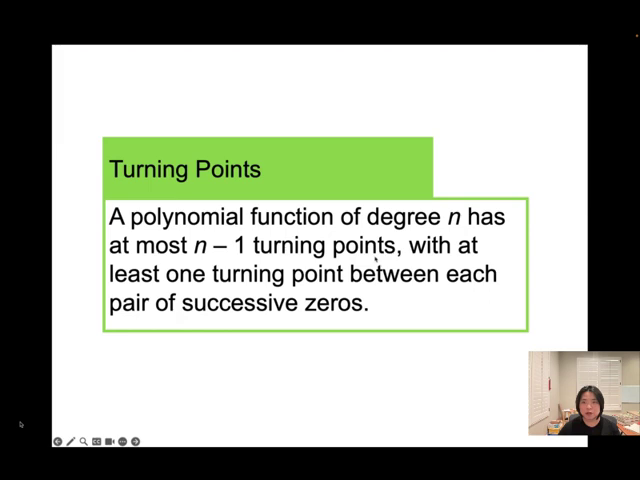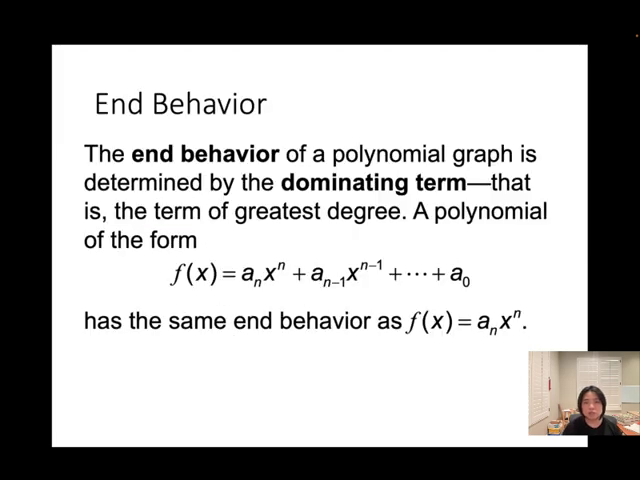For example, if I have a degree of 4, then I have at most 3 turning points, with at least 1 turning point between each pair of successive zeros. And for end behavior, we always look at the greatest degree. The end behavior depends on your greatest degree here.